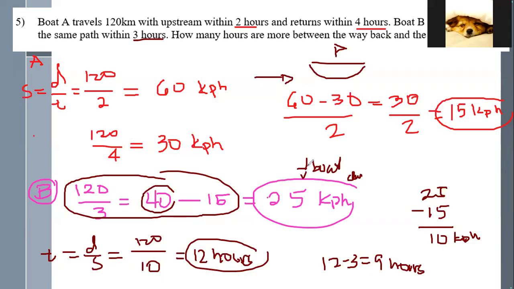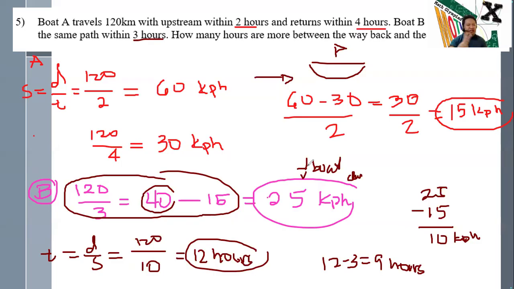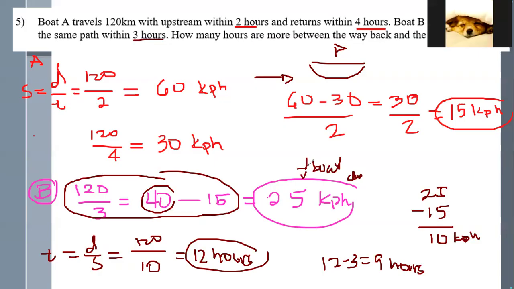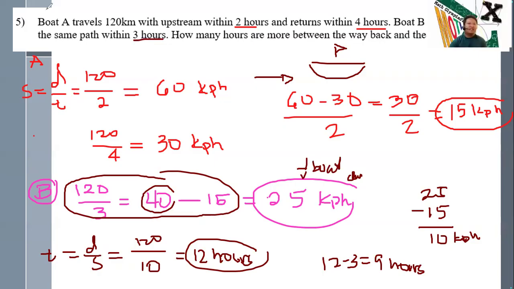The 40 is the water and the boat, and the 25 is the boat only. So we subtracted the 15 from the 40 to get the 25. Did I answer the question? Okay, thank you. Yes, welcome. So then after that one, that will be the case.